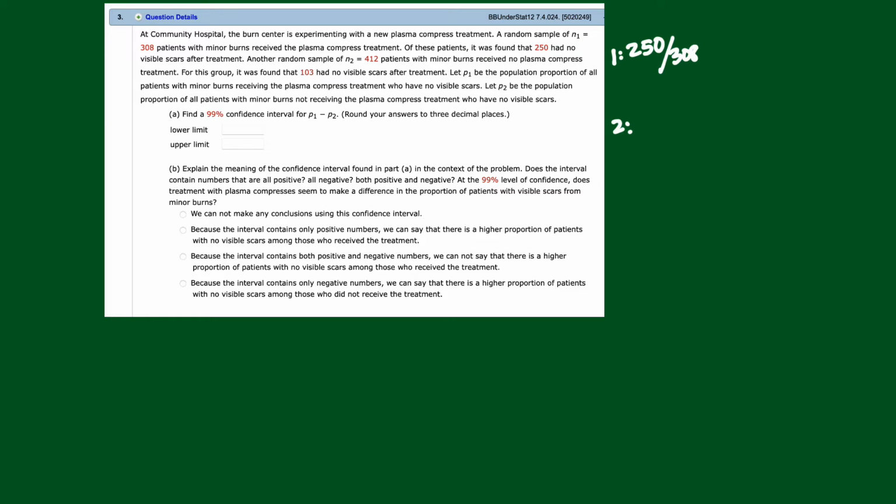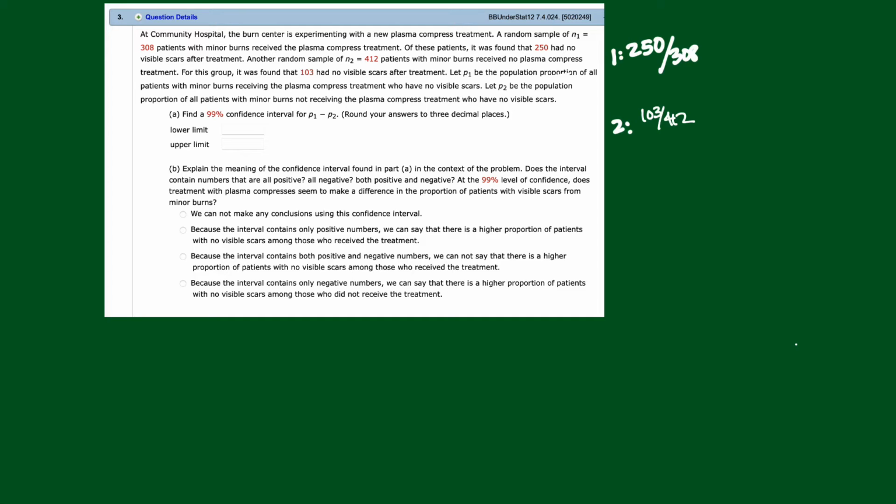And then in the second, another random sample of 412 with minor burns with no plasma compress. For this group, 103 had no visible scars. So this is 103 out of 412. Now, let P1 be the population of all patients receiving.